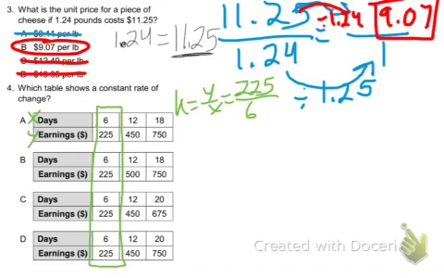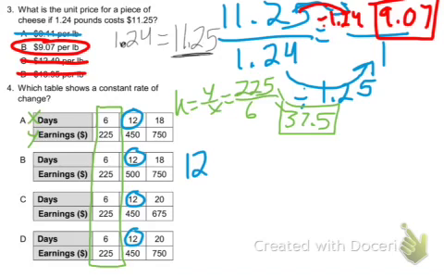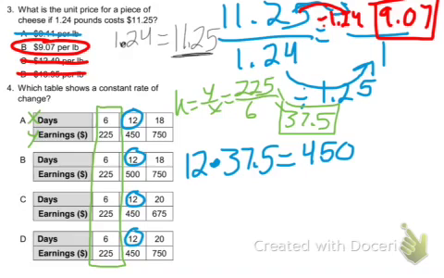So 225 over 6 is 37.5. So our constant is 37.5. So we have 12. All of these are 12. So what is 12 times 30? Oops, we don't use the X anymore. 12 times 37.5. 12 times 37.5 is 450. So this one does not have 450, so B cannot be our answer.